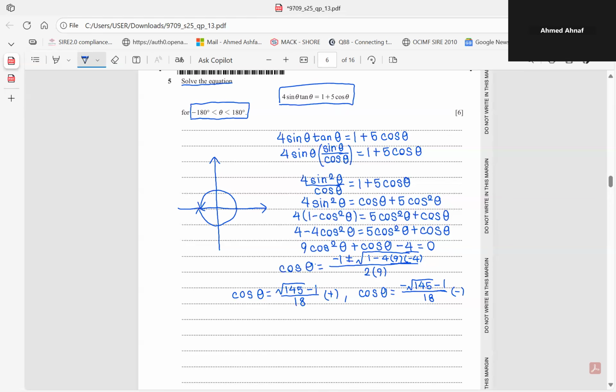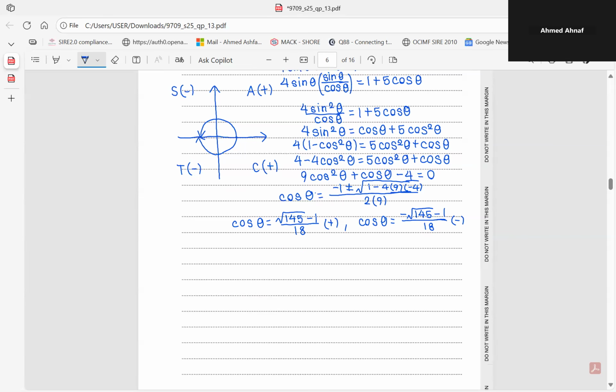So we can accept both values of cosine theta, both positive and negative, because in the first quadrant, A, everything is positive. For S, cosine is negative, because S stands for sine. Same for T, which stands for tangent. And cosine is positive for the fourth quadrant, which is C. Okay, so we don't have to reject any value.